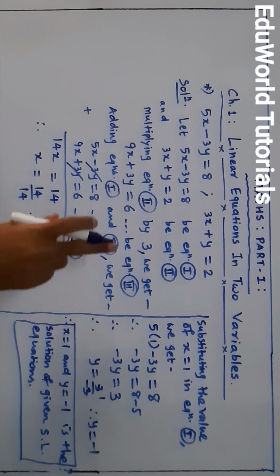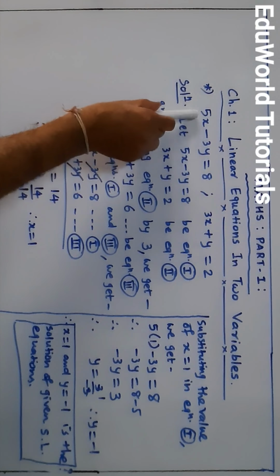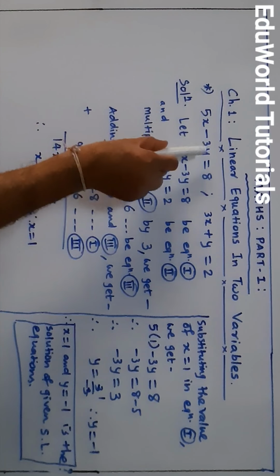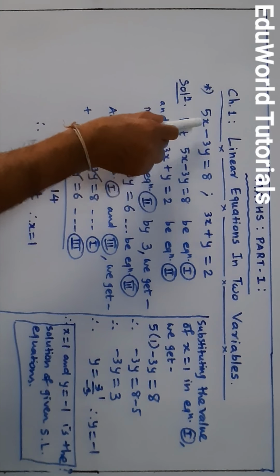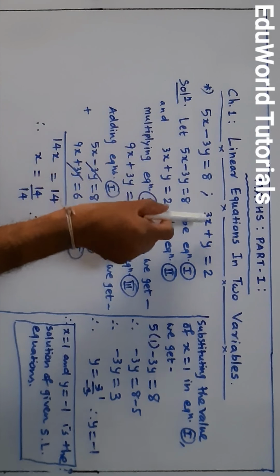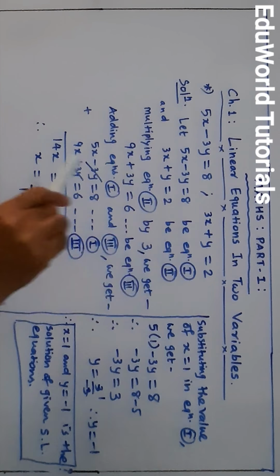Put them in the given equations. x is 1 and y is minus 1. If you put x as 1, 5 ones are 5. Minus 3 into y, which is minus 1, is plus 3. So 5 plus 3 is 8, the right hand side. Similarly, 3 ones are 3, plus y, which is minus 1, so 3 minus 1 is 2, which is the right hand side.